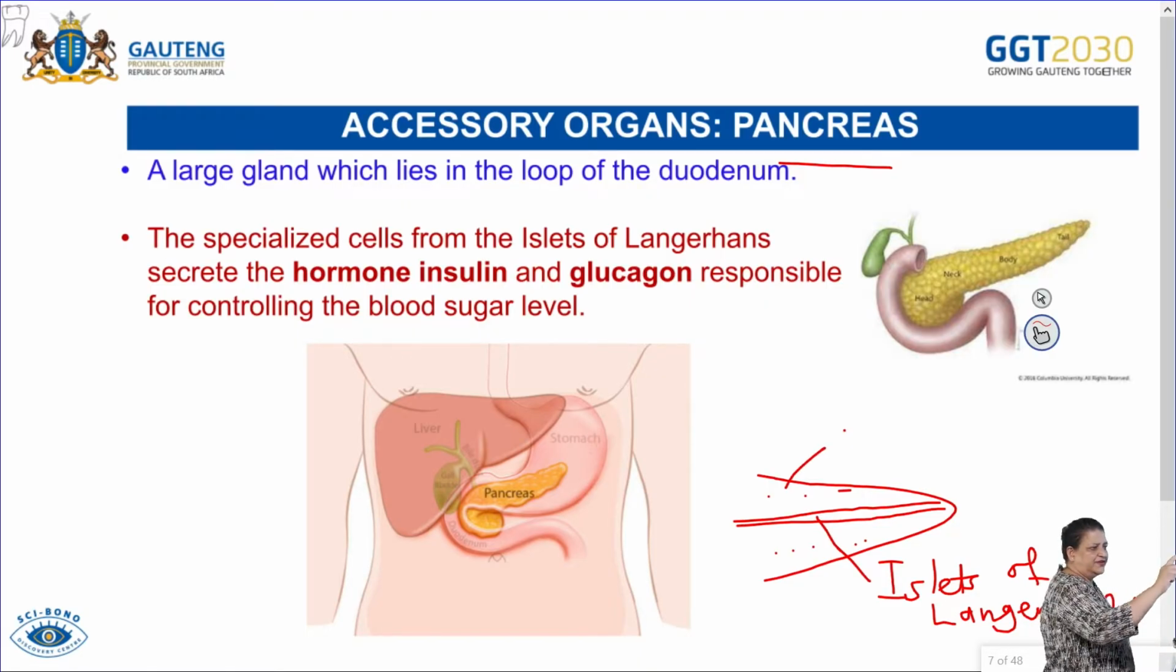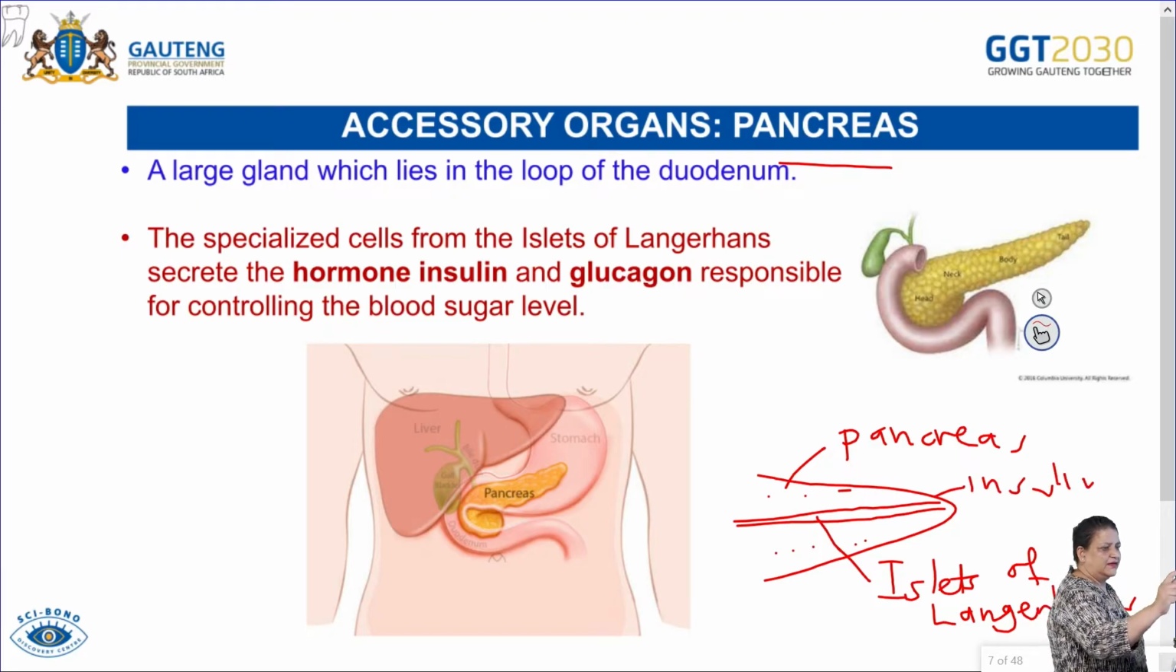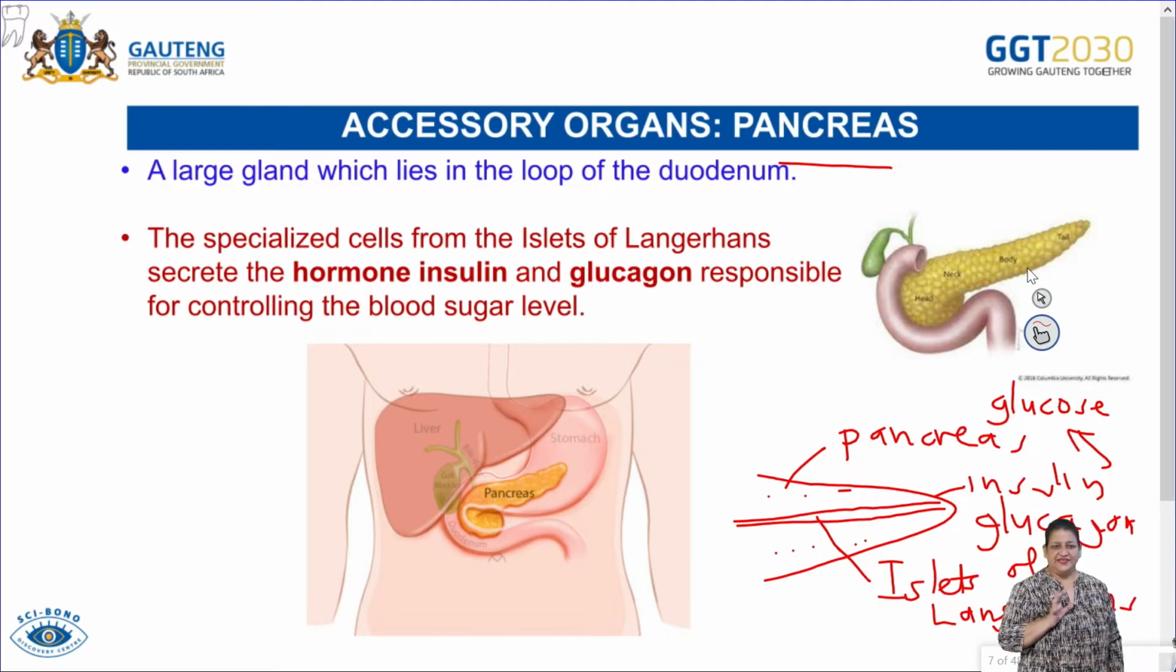So in your pancreas, you have your islets of Langerhans, and they're going to secrete what we call insulin and glucagon, which you'll learn more about in grade 12. And what do they do? They control your glucose levels. So your pancreas is the main organ that's going to control the amount of glucose you have in the blood.